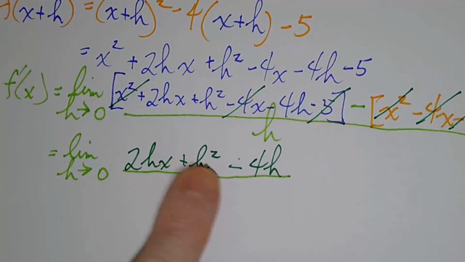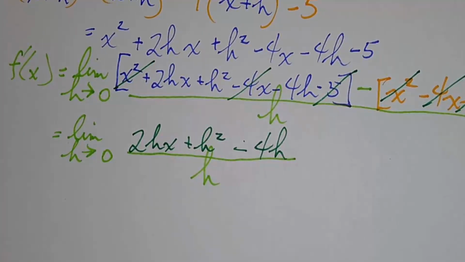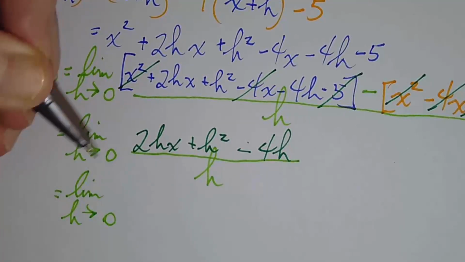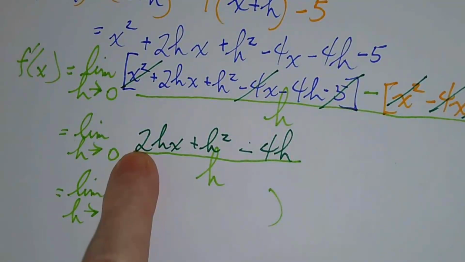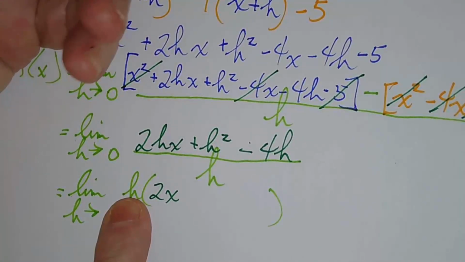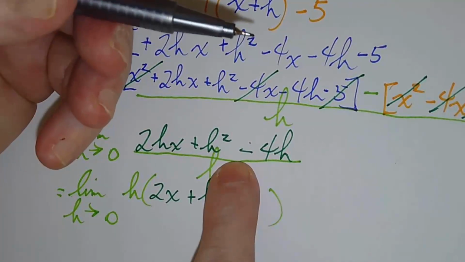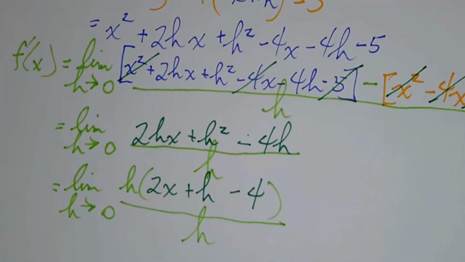I can see that I have a common factor of h in the numerator, so I want to factor that out. Please show this step. So the limit as h goes to 0, let's use little green. All right. If I factor an h out of 2hx, I've got 2x left. If I factor an h out of h squared, I've got h left. And if I factor an h out of negative 4h, I have negative 4 left. In the denominator, we still have an h.